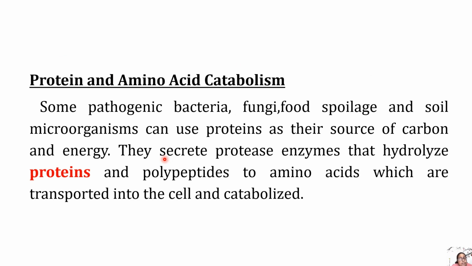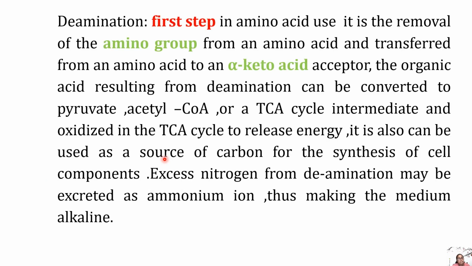Now, talking about protein and amino acid catabolism, some pathogenic bacteria, fungi, food spoilage, and soil microorganisms can use proteins as their source of carbon and energy. So they secrete protease enzymes that hydrolyze proteins and polypeptides to amino acids, which are transported into the cell and then catabolized. So the first step will be deamination in amino acid use, removal of the amino group from an amino acid and transfer of the amino group to an alpha keto acid acceptor.